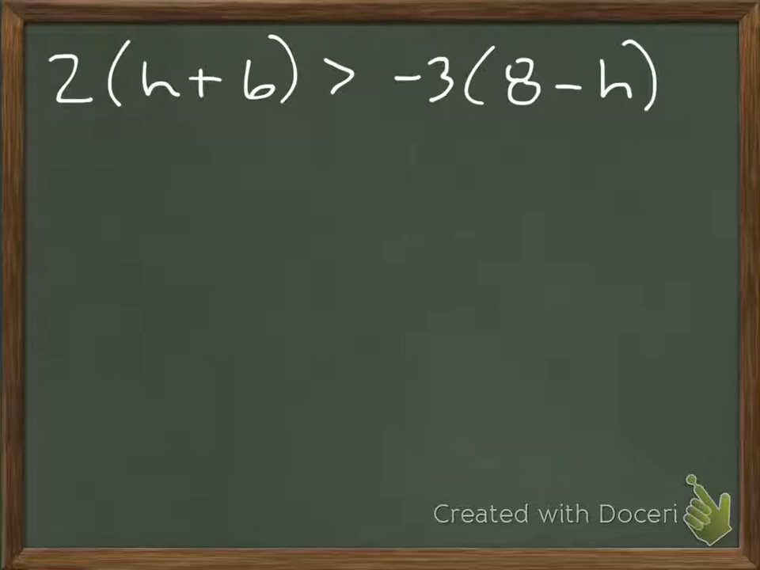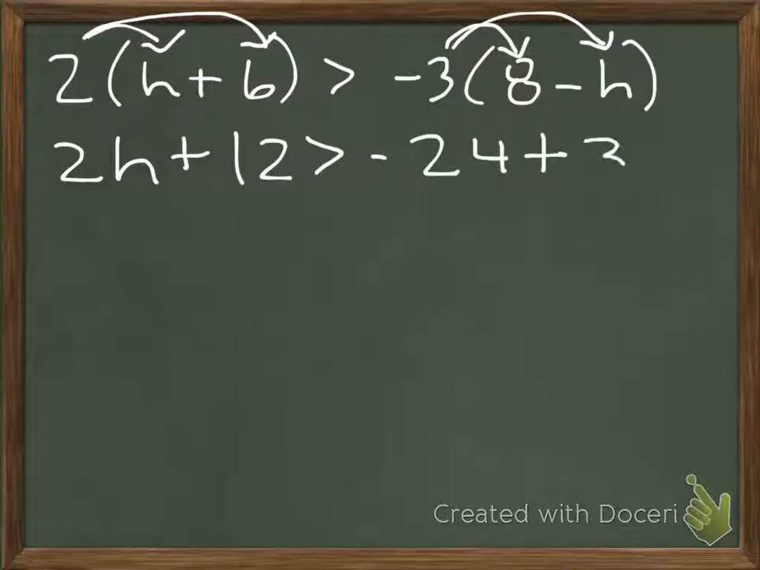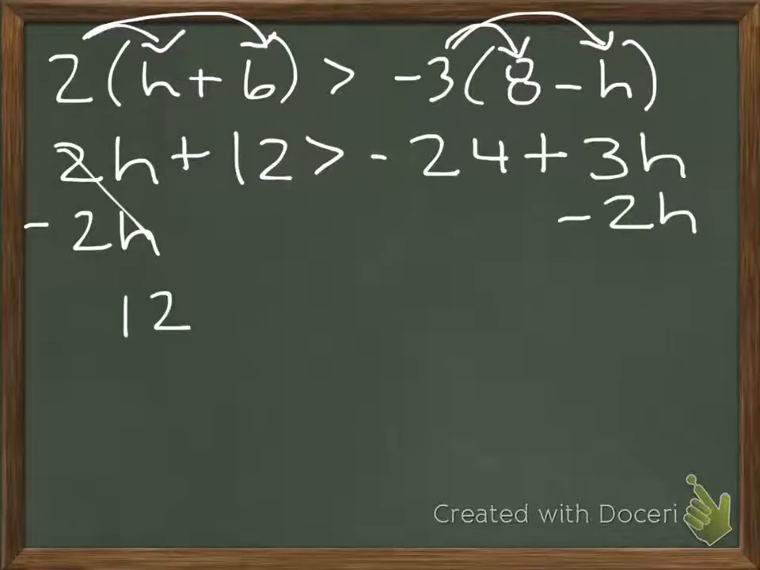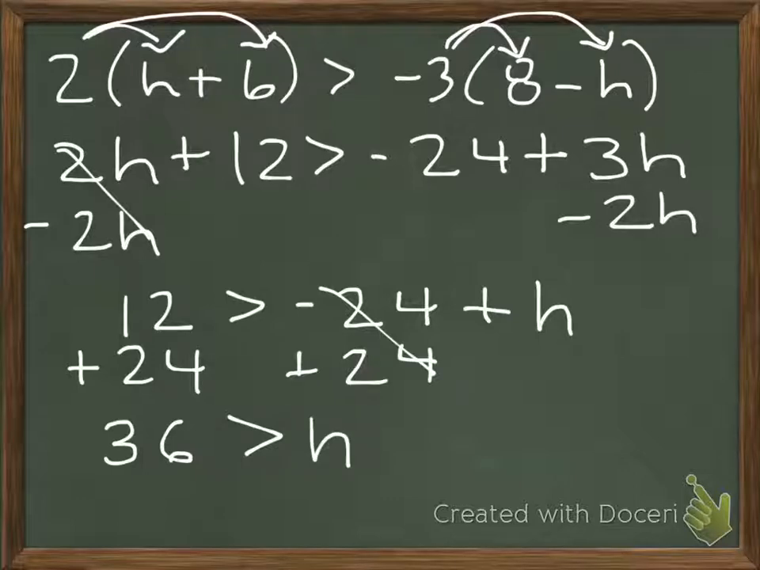Next one, we're also going to solve and graph on a number line. So we need to distribute here twice. We get 2h plus 12 is greater than negative 24 plus 3h, because you have a negative times a negative. We need to combine our variables first. I'm going to bring the 2 over with the 3 to avoid a negative, so I have 12 greater than negative 24, and this is just going to be plus 1h, or plus h. And then I need to combine our numbers together. Add 24, we get 36. We don't flip the symbol because we didn't multiply by a negative or divide by a negative.